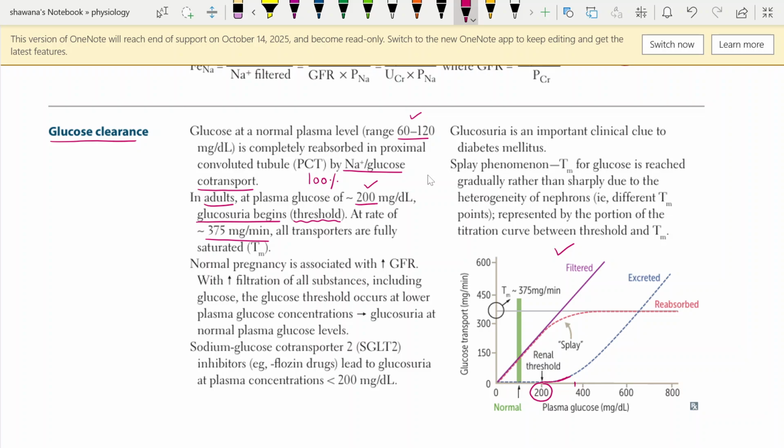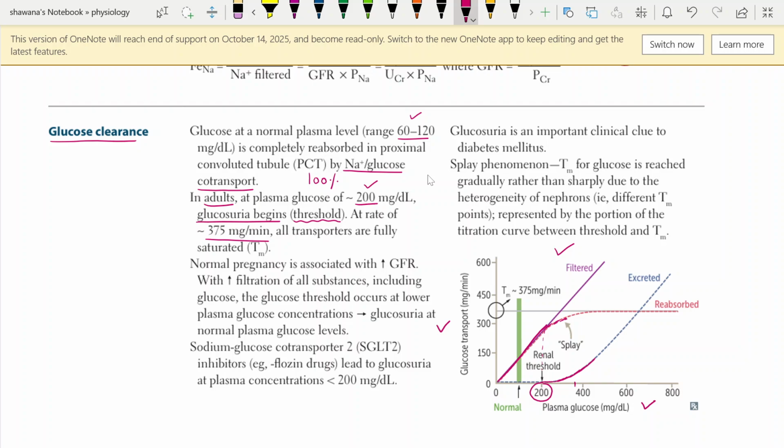But when it reaches 200 milligram per deciliter, some of the transporters, which are sodium glucose transporters, become saturated. But some, not all. They become saturated, reabsorption decreases and excretion starts. But it's like a splay. Splay is not instant or very drastic. It's like a fold, like a curve in the graph. It's a gradual splay, you can say. Reabsorption slightly decreases and excretion begins to happen, right?